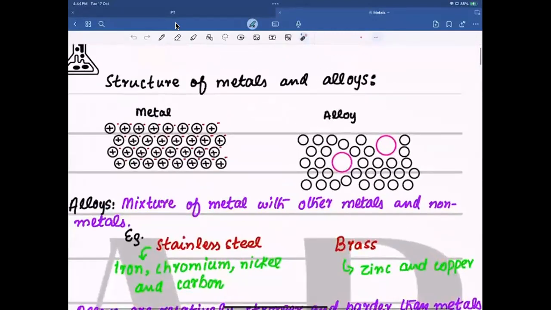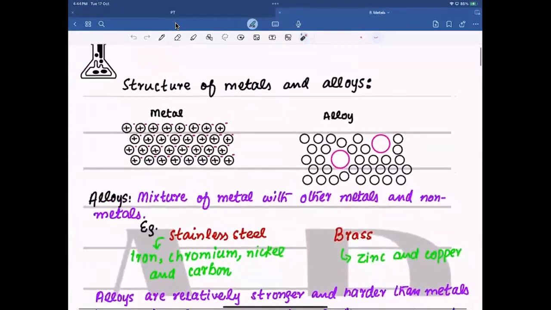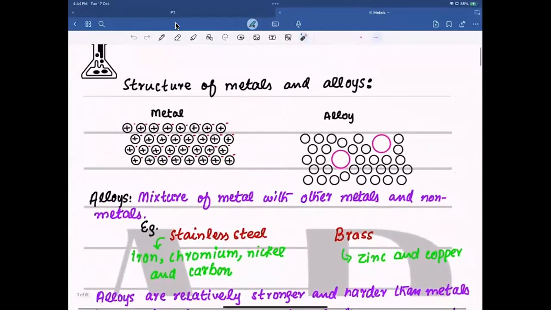So here we go. Examiner asks you to draw the structure of a metal and an alloy. The structure of a metal you have already drawn. It is like this. For alloys, you have to draw the structure like this, which shows a little irregular arrangement along with different sizes of atoms, as you have seen.